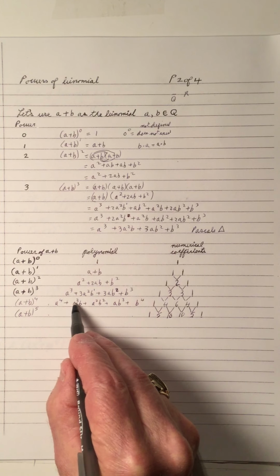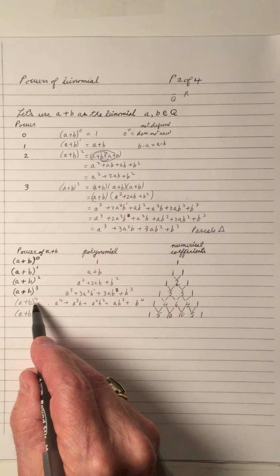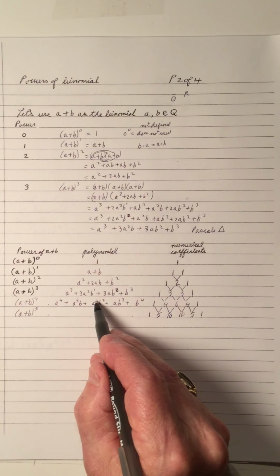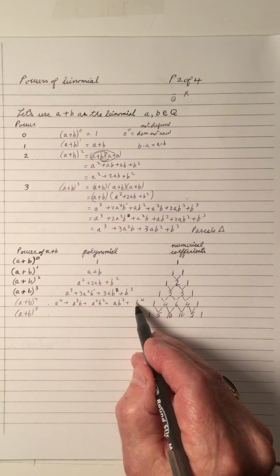So notice the a's are going down by 1 and the b's start to go up by 1. And that's a 4th power. Degree is 4. 3 plus 1 is degree 4. 2 plus 2, degree is 4. 1 plus 3, degree is 4. And that's a 4.